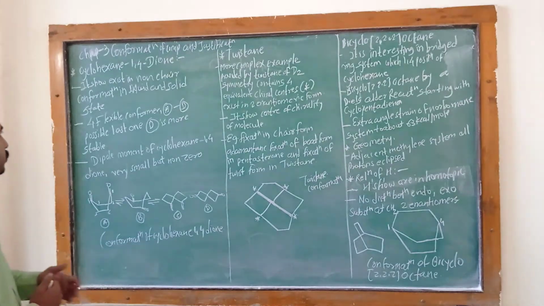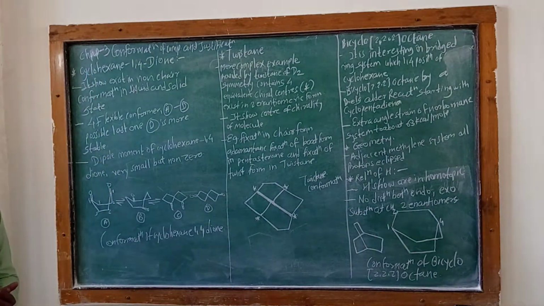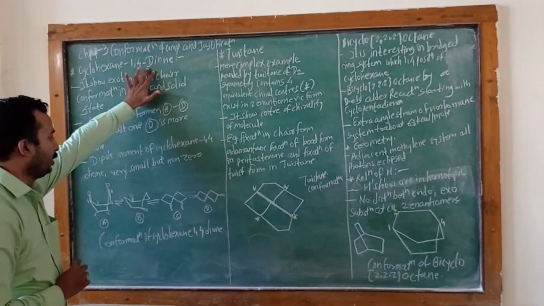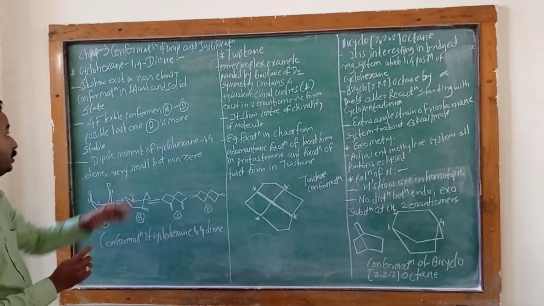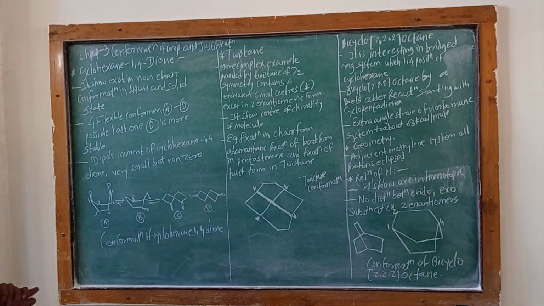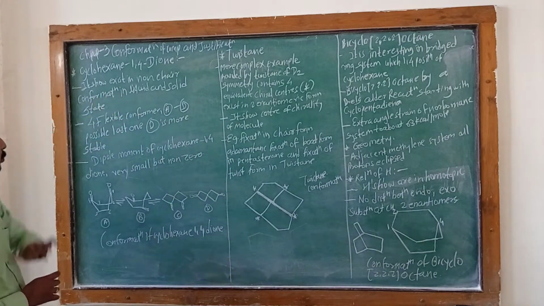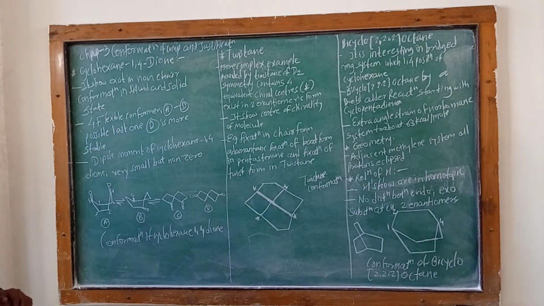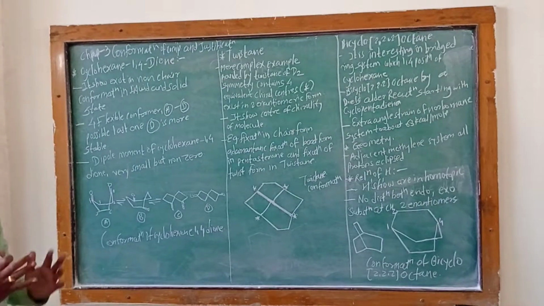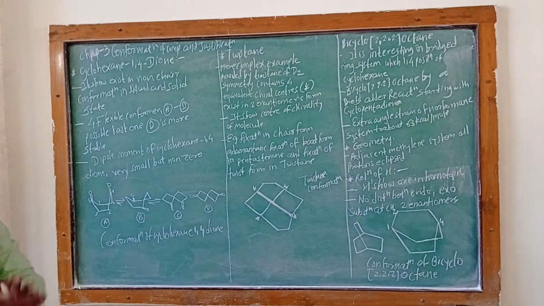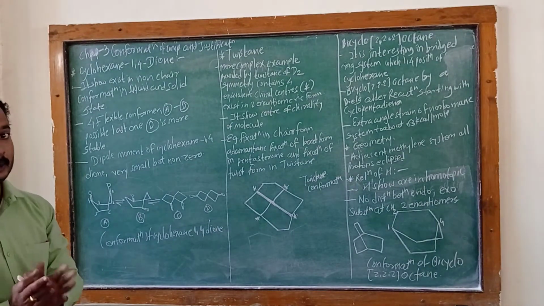Okay. Therefore, the first compound is cyclohexane 1,4-dione. Dione means it has two carbonyl groups, and so it is called a dione. Firstly, it exists in a non-chair conformation in liquid and solid states. This cyclohexane 1,4-dione exists in a non-chair conformation.